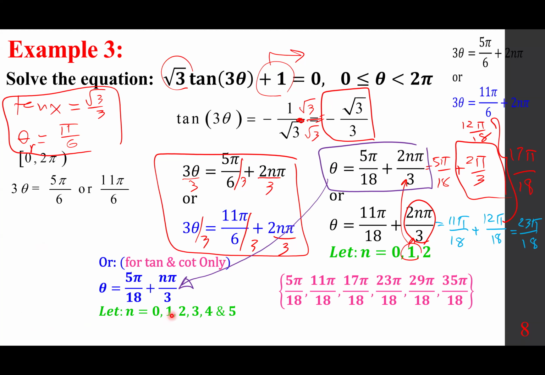And let n be 0, 1, 2, 3, 4, 5, and stop. If you put 6, you see that it repeats. So even if you make a mistake of putting 6, not that big of a deal, okay?